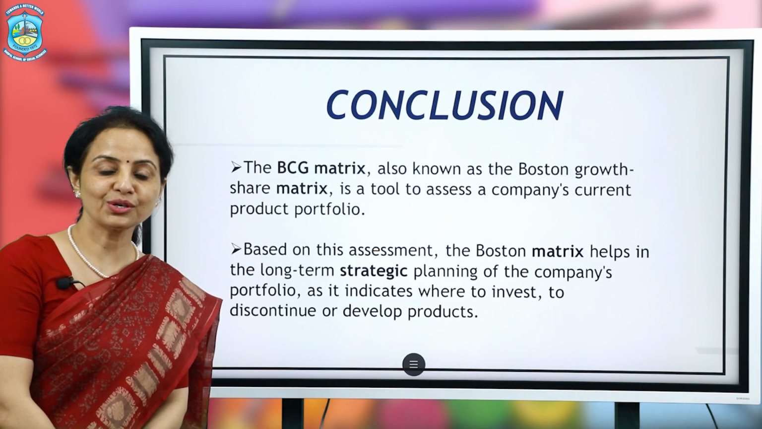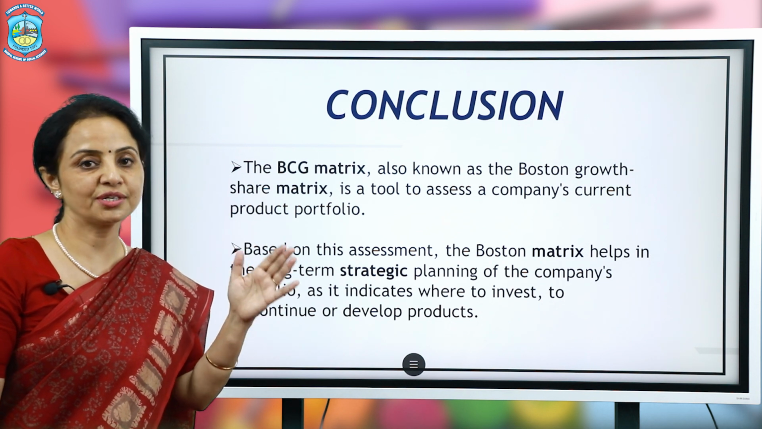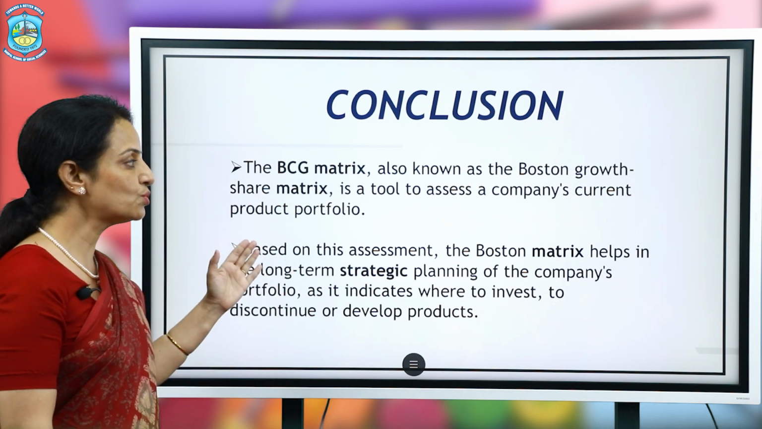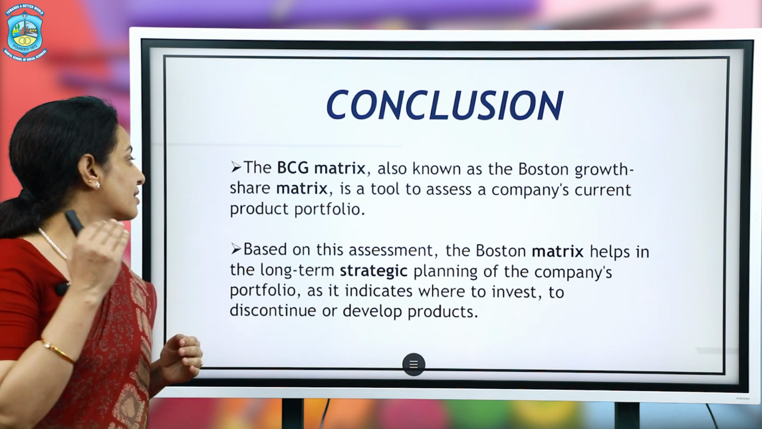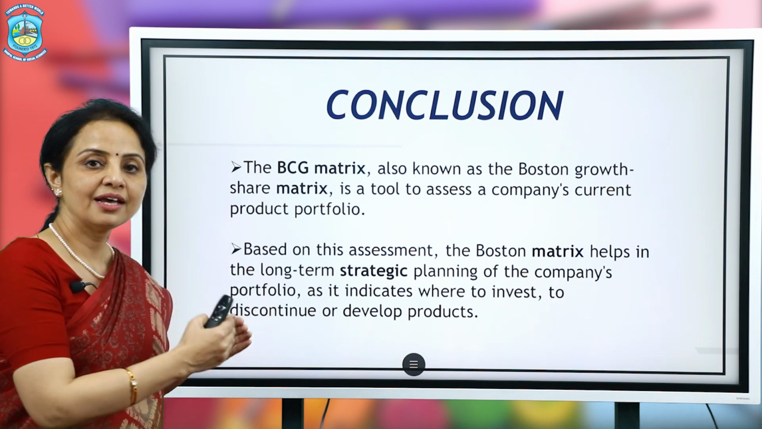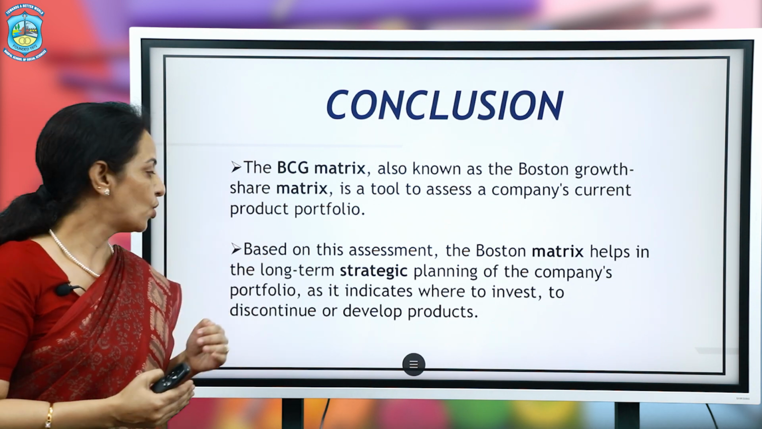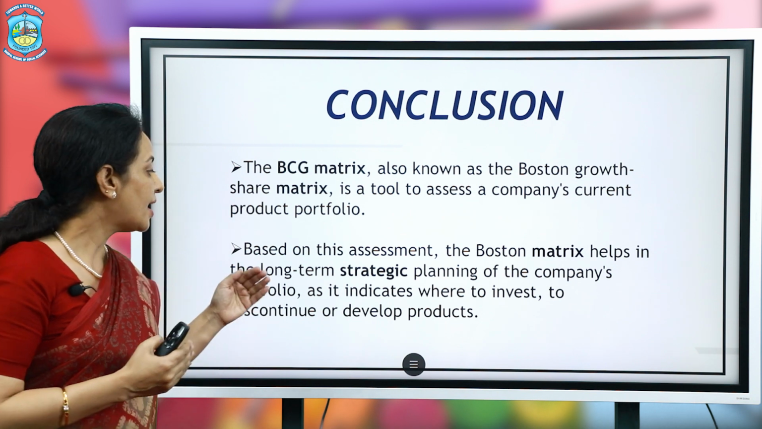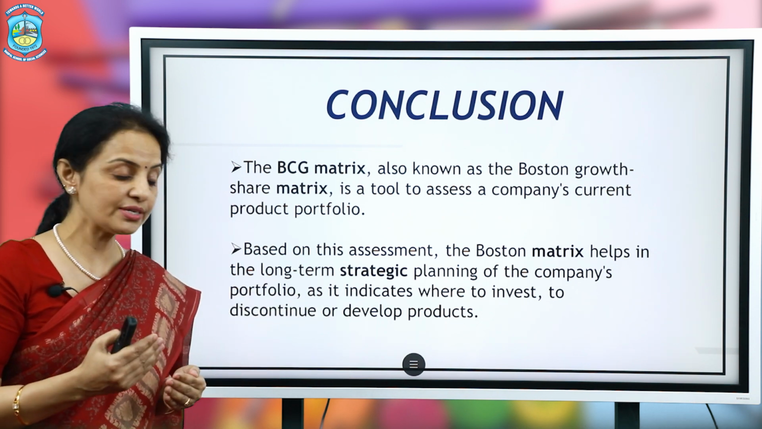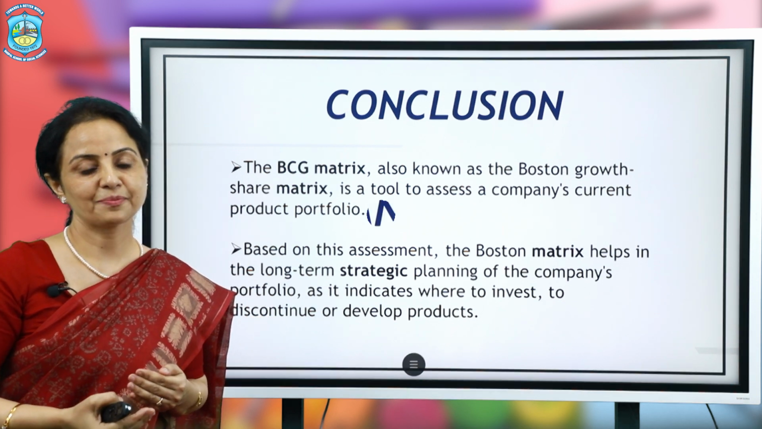So students, we conclude now that the BCG matrix, also known as the Boston Growth Share Matrix, is a tool to assess a company's current product portfolio. Based on this assessment, the Boston matrix helps in the long-term strategic planning of the company's portfolio as it indicates where to invest, to discontinue or to develop products.